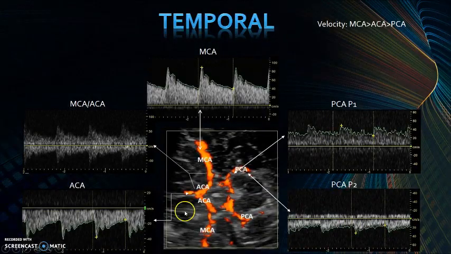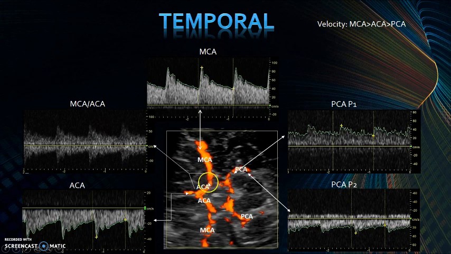Through the temporal window, you're going to get a lot of information from all these arteries, beginning with the middle cerebral artery. You want to begin most distally and then work your way medially in 2 mm increments. Once you reach the bifurcation, you'll start to get a bidirectional flow pattern. You can open your gate in order to get those two arteries really clear, and you'll get this waveform here, which is MCA and ACA.